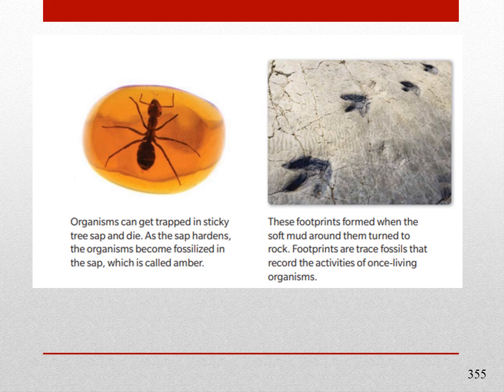Now open your books on page 355. Look at the first picture. What do you see? Yes, an insect. Organisms can get trapped in sticky tree sap and die. As the sap hardens, the organisms become fossilized in the sap, which is called amber.